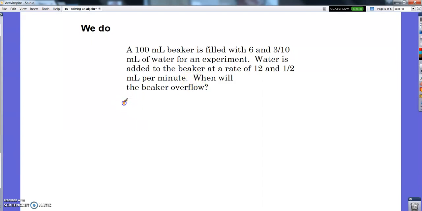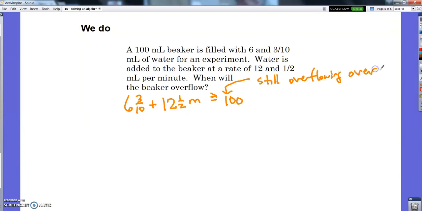So I want to know when the amount of water I started with plus the amount of water I add, 12.5 milliliters every minute, not only is equal to 100 milliliters, but if it's more than that, it's still going to be overflowing. It's fine if it's greater. Say still overflowing over 100. It doesn't overflow just at 100.